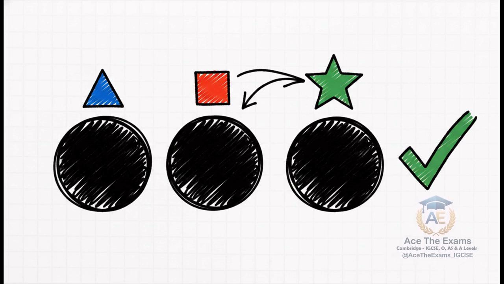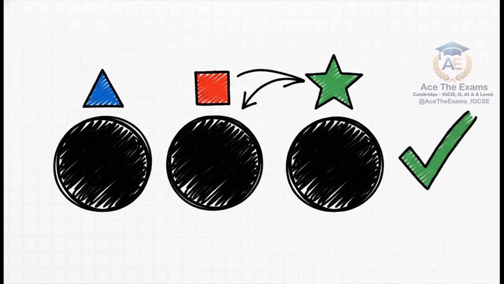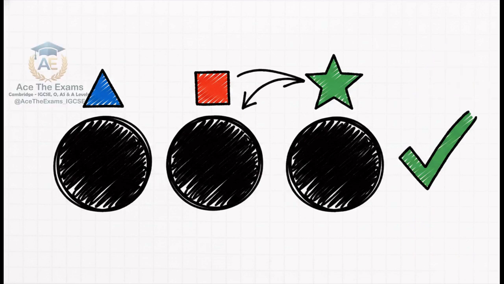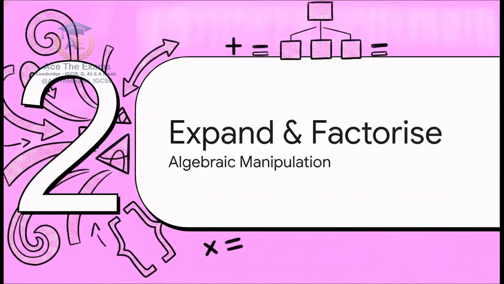A massive trap students fall into is multiplying the base numbers, 3 times 3 to get 9. No, the base just carries over. Understanding this core mechanic is absolutely critical because index manipulation is the foundation of almost all the higher-level algebra you're going to face. Section 2, expanding and factorizing. Time to level up into algebraic manipulation.